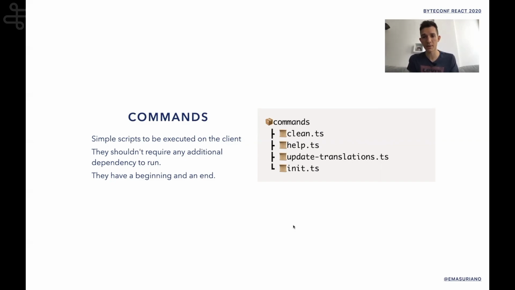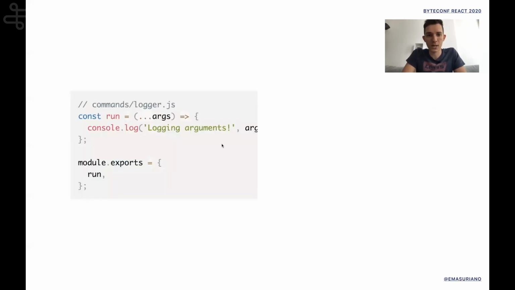Some examples of them: the init script is a great example. We are just using path and fs, and then we are executing some other scripts after that. Translations is just using fetch in order to grab data from an external API. They are simple scripts that the client can run, and they will normally be really fast. This is more or less how they look.